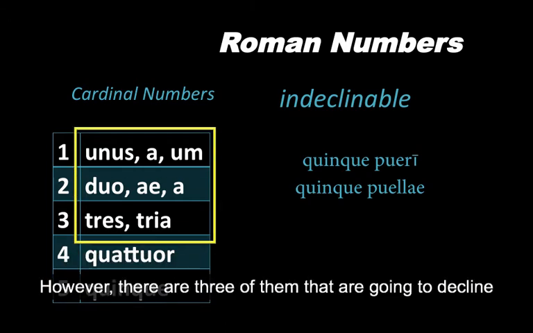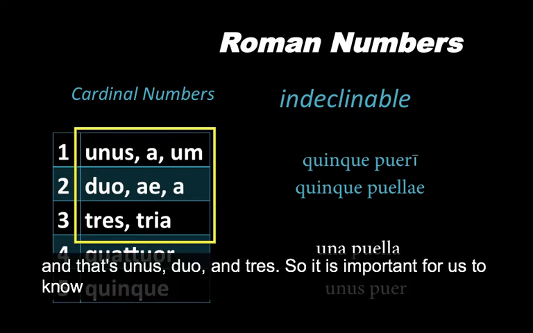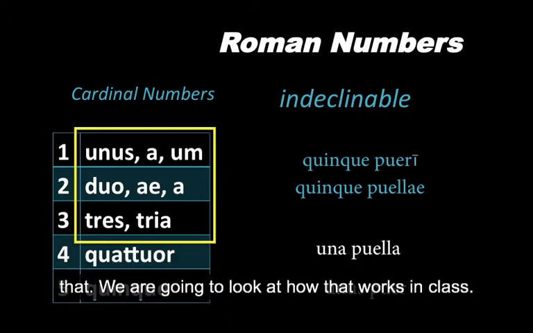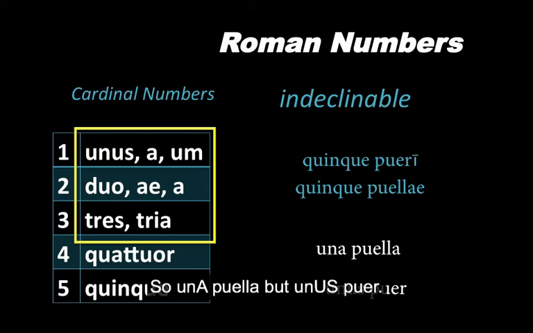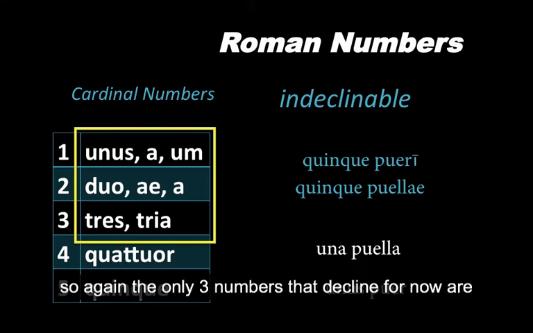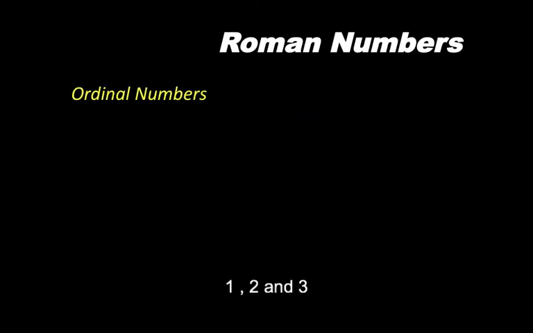However, there are 3 of them that are going to decline, and that's unus, duo, and tres. So it is important for us to know that. We're going to look at how that works, though, in class. So una puella, but unus puer. So again, the only 3 numbers that decline for now are 1, 2, and 3.